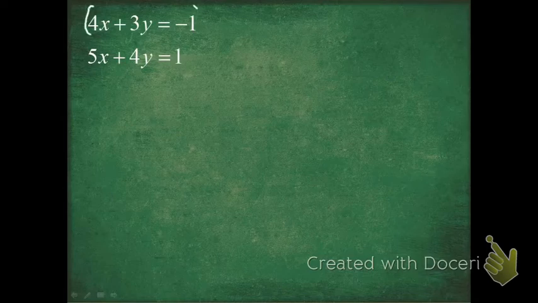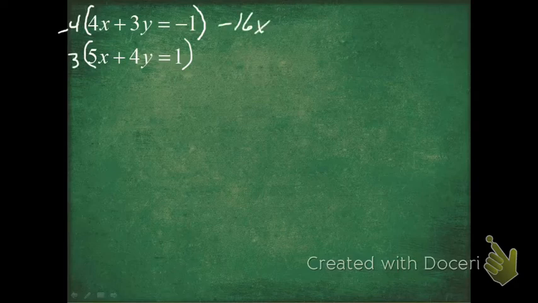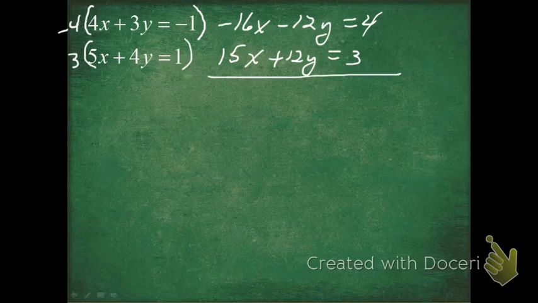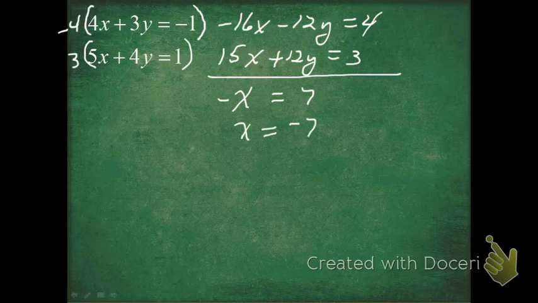So what I'm going to do is multiply the top equation by negative 4 and the bottom equation by positive 3. When I do that, I get a negative 16x, a minus 12y is equal to 4, and a positive 15x and a plus 12y is equal to 3. Okay, adding these two equations together, negative 16 plus positive 15 is a negative 1x. The y's are gone, which we want. 4 plus 3 is 7, so that means that x is equal to a negative 7.